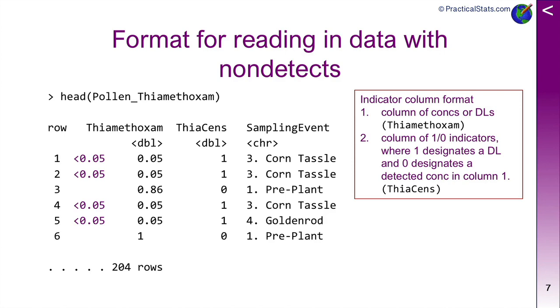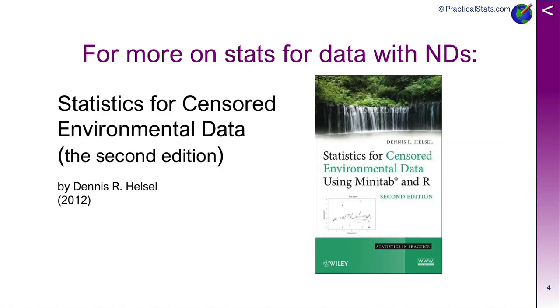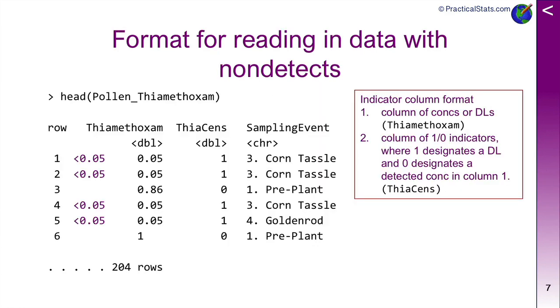Well, you do that by putting them into 2 different columns. This is called the indicator column format. It is one of 2 common formats that statistics software can use, and you can read about the 2 formats in that textbook that I flashed up there, the Statistical Methods for Censored Data textbook. The first column, the thiamethoxam column, holds concentrations, and they're either detected concentrations or the level of the detection limit itself. So in the first row, we've got a 0.05 for the less than 0.05. In the third row, we've got a detected 0.86 parts per billion.